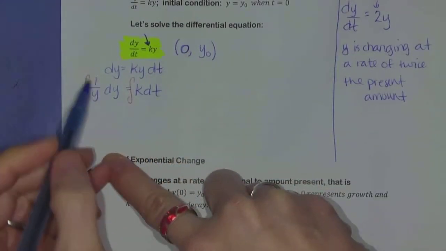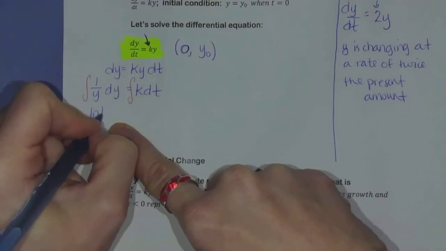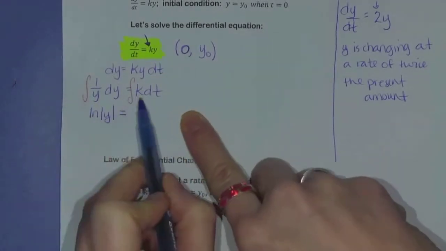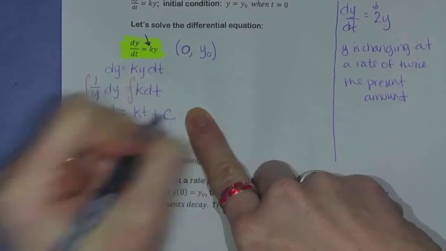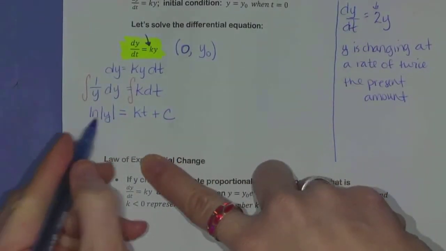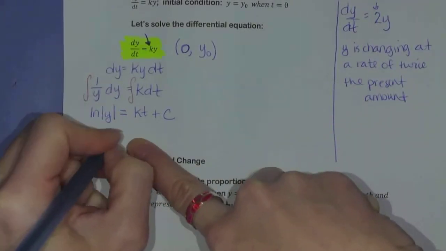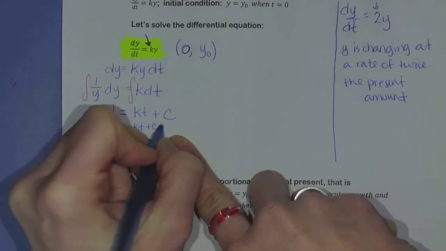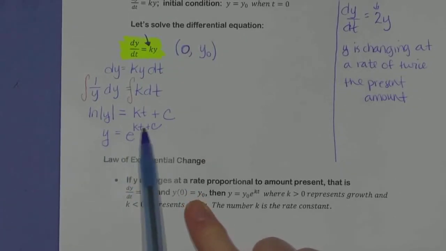We've done this many times. The antiderivative of 1 over y with respect to y is the natural log of the absolute value of y. That should look familiar. And the antiderivative of the constant k with respect to time is kt plus c. Now we will solve for y, starting by setting y equal to e to the kt plus c. I dropped the absolute value bars here because I know that e raised to any power will be positive.